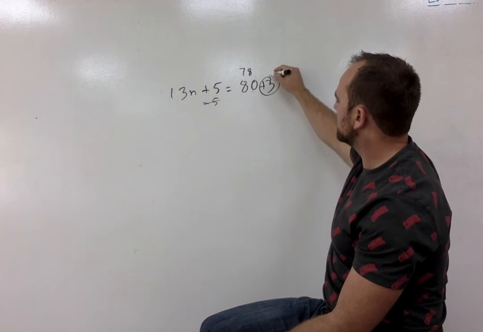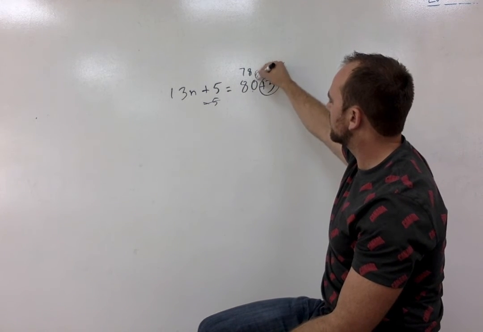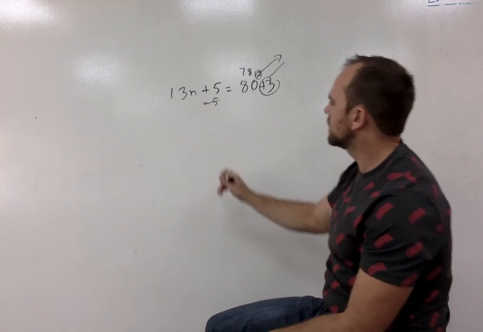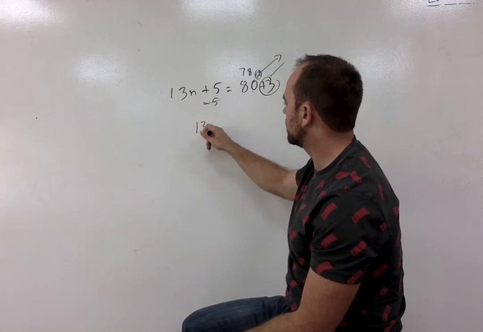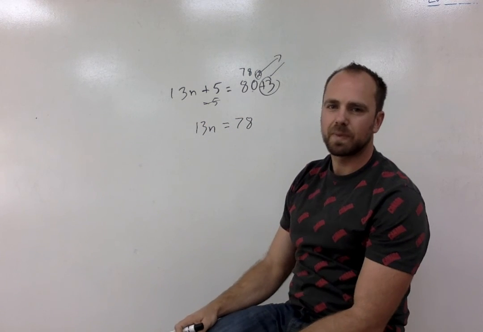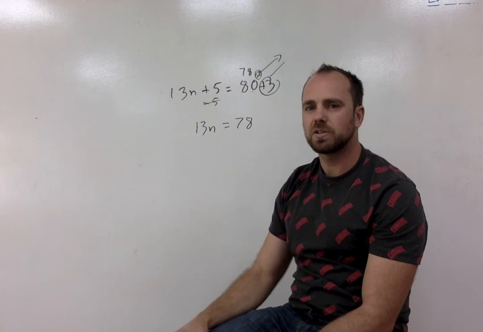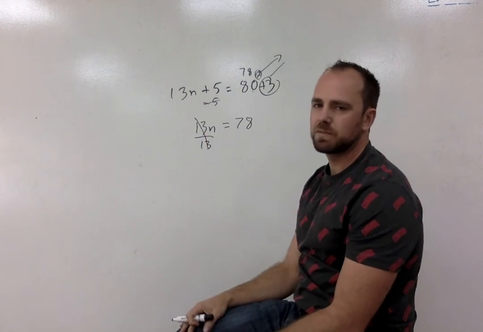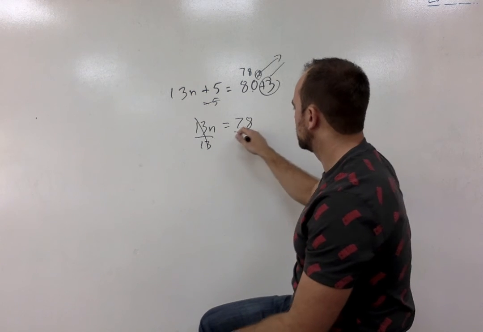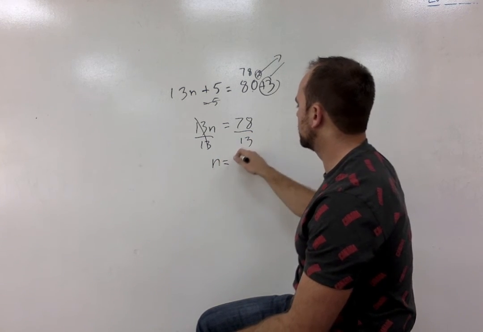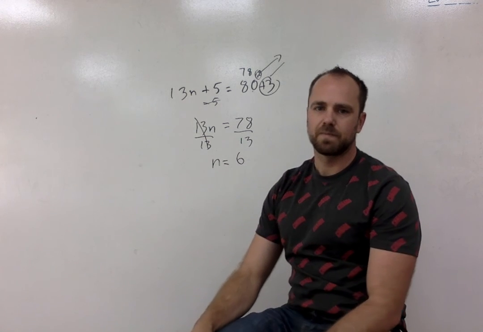Because this is going to be gone, and then I'm going to have 2 from here that are going to be gone as well. And 3 plus 2 is 5. So now I'm going to have 13n equals 78. Okay? Now I need to actually go about dividing it. Okay? Divided by 13 gives me 1n. So I divide this by 13, and n ends up equaling 6.